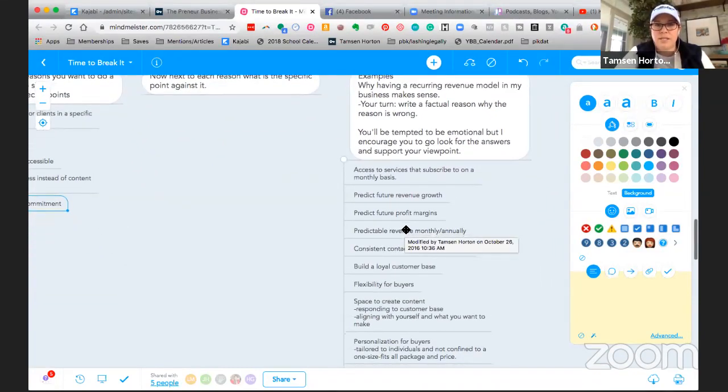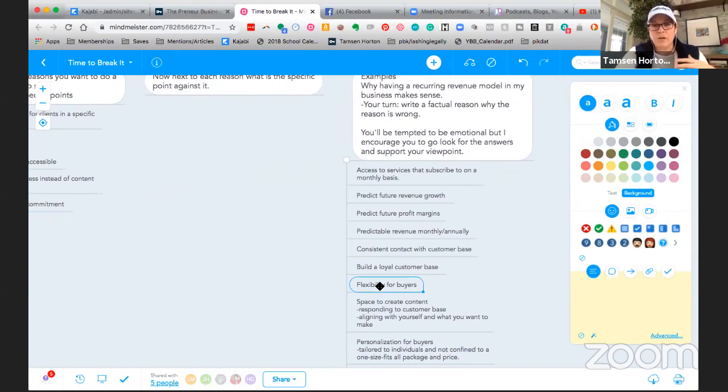So here are some examples. These are pretty common. Predict future revenue growth, because I know, okay, I have this many members. You won't know your retention rate for a few months, really up to a year. How many members, how many leave, how many come on, all of those factors are affected. Also, whether people can join anytime or whether they can only join at certain times of the month. Profit margins, consistent contact with your customer base, building a loyal customer base, flexibility for buyers.